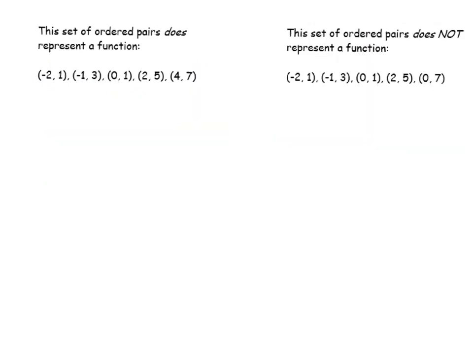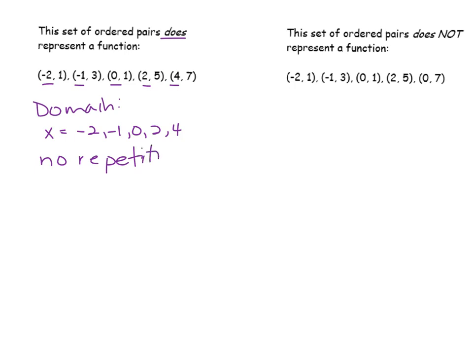Other ways to represent ordered pairs, whether or not they are a function, are shown below, just with a list. Notice on the left it says this does represent a function. Look at all of our input values. We would say that the domain are all of those numbers. X can equal -2, -1, 0, 2, and 4. There's no repetition, which means each x value matches to exactly one y value.